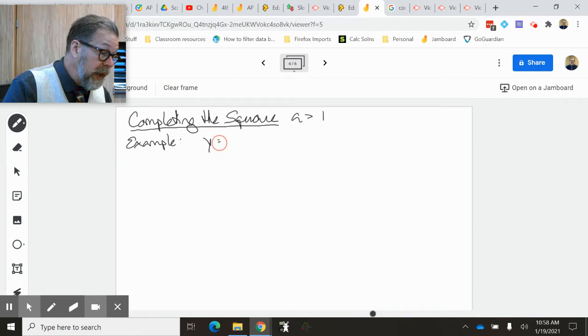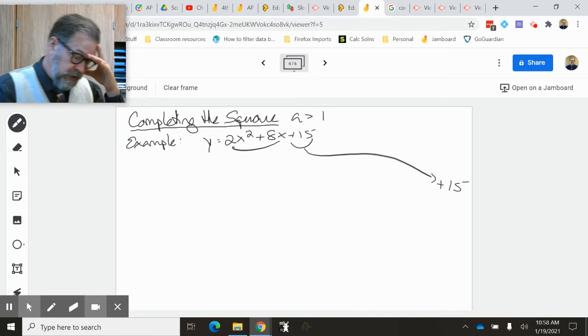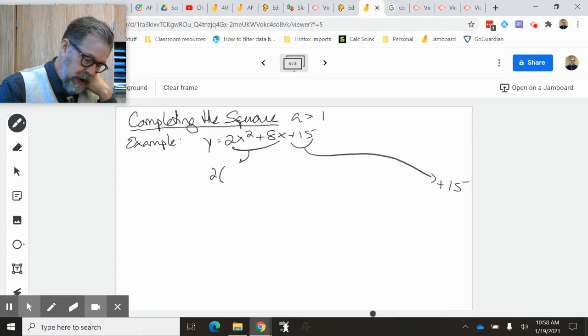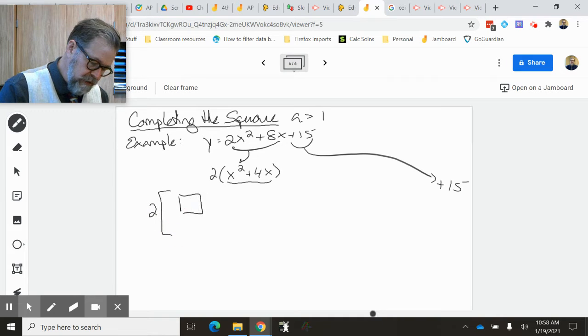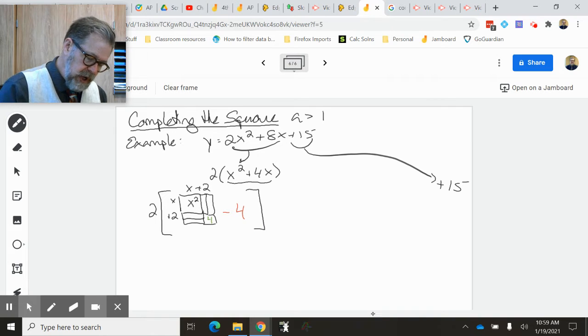So let's start with just a quick example. And the example will be y equals 2x squared plus 8x plus 15. As usual, I like to set plus 15 off to the side and just deal with this. And I'm going to factor out that value of a. Put it out front, and notice that this is an easy complete the square, because what I now have is x squared plus 4x, that's an x plus 2 by x plus 2 square. This corner is size 4. I'm subtracting 4, but notice I did it twice.